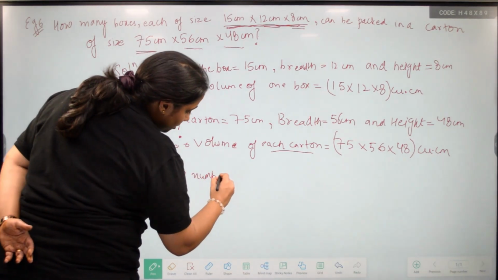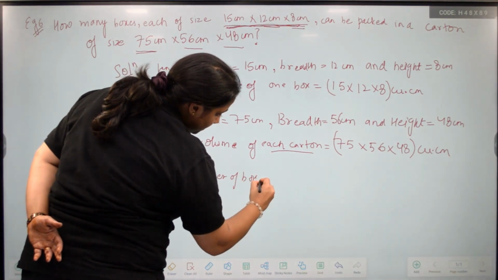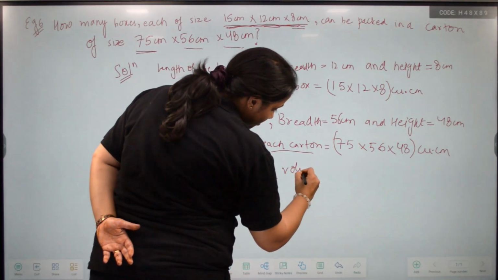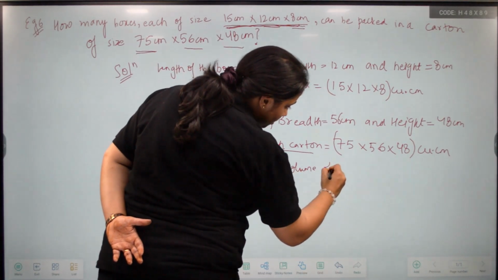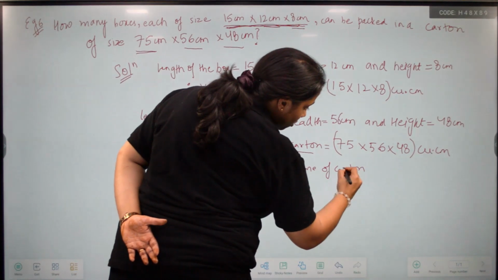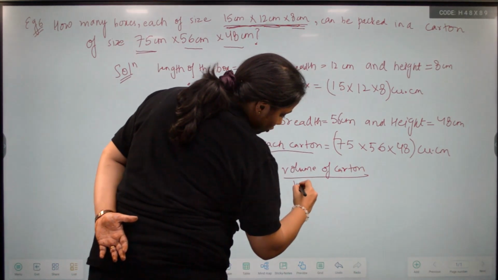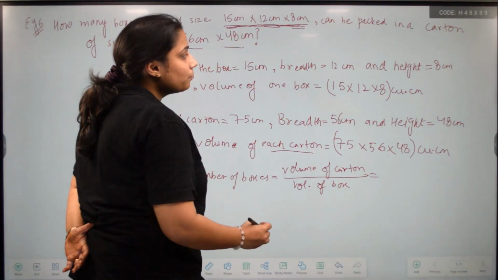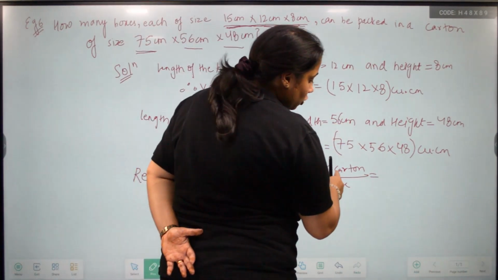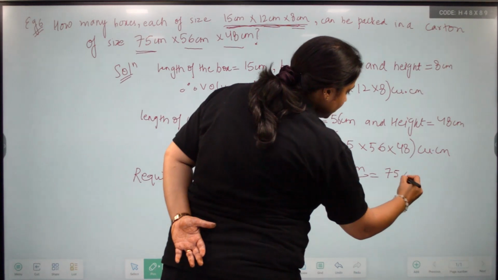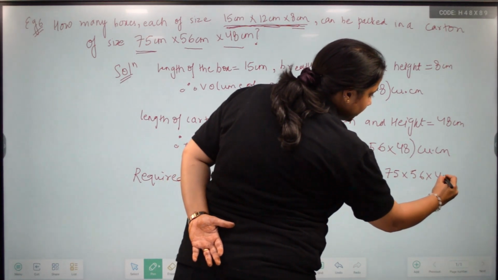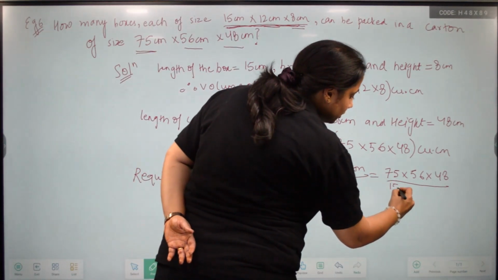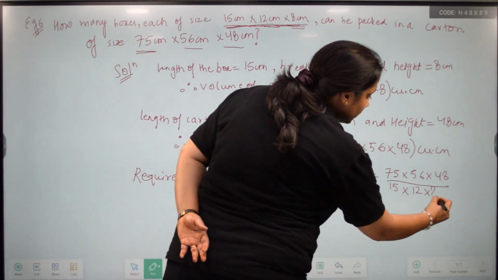So required number of boxes is equal to the volume of carton upon volume of box, that is equal to, here the volume of the carton is 75 into 56 into 48, while the volume of the box is 15 into 12 into 8.